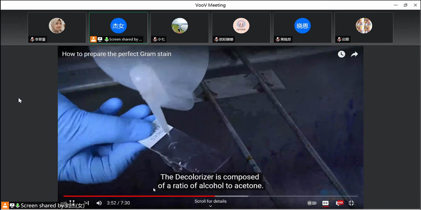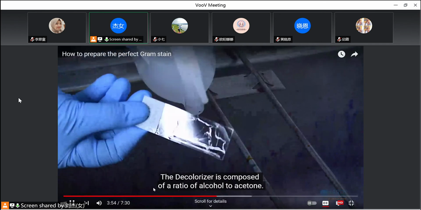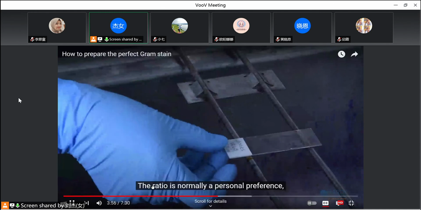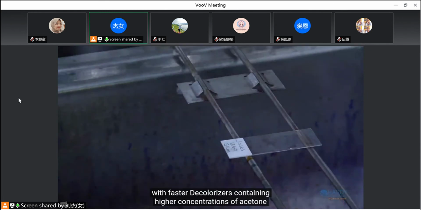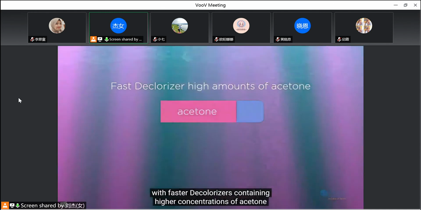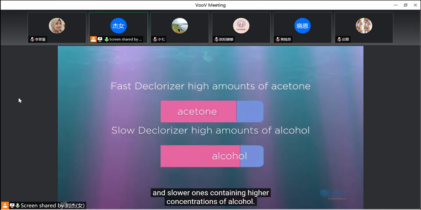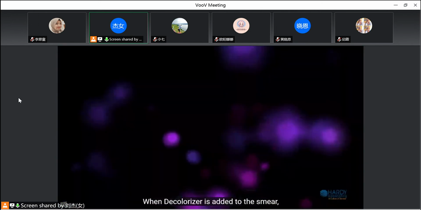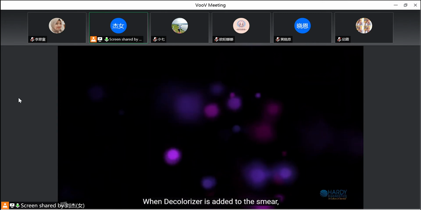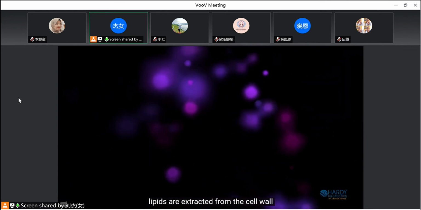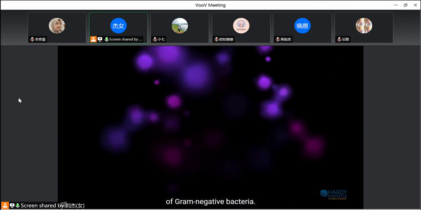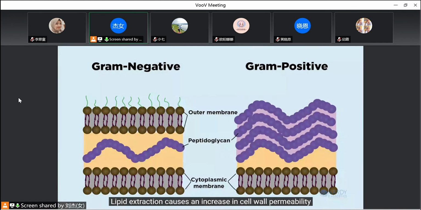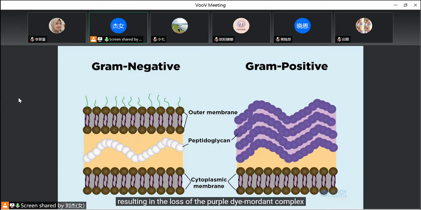The decolorizer is composed of a ratio of alcohol to acetone. The ratio is normally a personal preference, with faster decolorizers containing higher concentrations of acetone and slower ones containing higher concentrations of alcohol. When decolorizer is added to the smear, lipids are extracted from the cell wall of gram-negative bacteria. Lipid extraction causes an increase in cell wall permeability, and the cell becomes leaky, resulting in the loss of the purple dye mordant complex from the thin peptidoglycan layer.